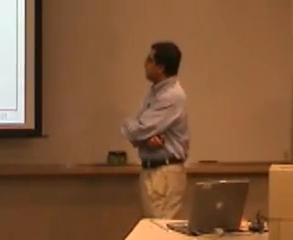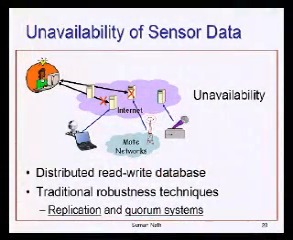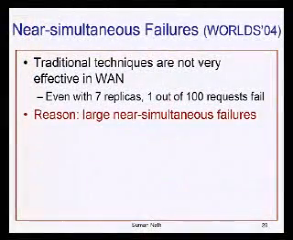So in a sensing system, like in the ocean monitor, the data collected from the sensors on the coast are stored on the machines on the internet. So now if a machine fails, or if it is not reachable because of network failures, then the system becomes unavailable. And our goal is to improve the availability of the whole service against that type of failures. At a high level, this system is like a distributed read-write database. And the traditional technique of making them robust is to use replication and some quorum systems.